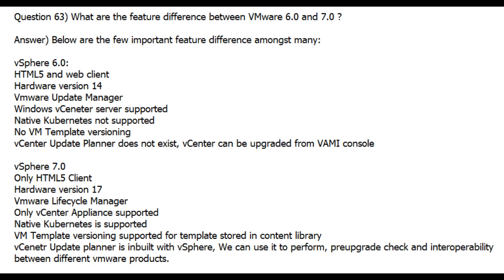vSphere 7.0 features are as below. Only HTML5 client supported. Hardware version 17. VMware Lifecycle Manager. Only vCenter appliance supported. Native Kubernetes is supported. VM template versioning supported for templates stored in content library. vCenter Update Planner is inbuilt with vSphere. We can use it to perform pre-upgrade checks and check interoperability between different VMware products.